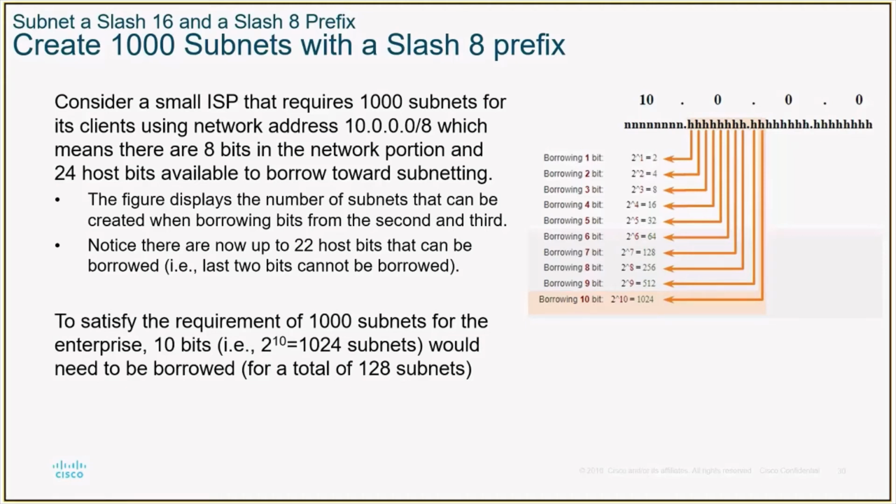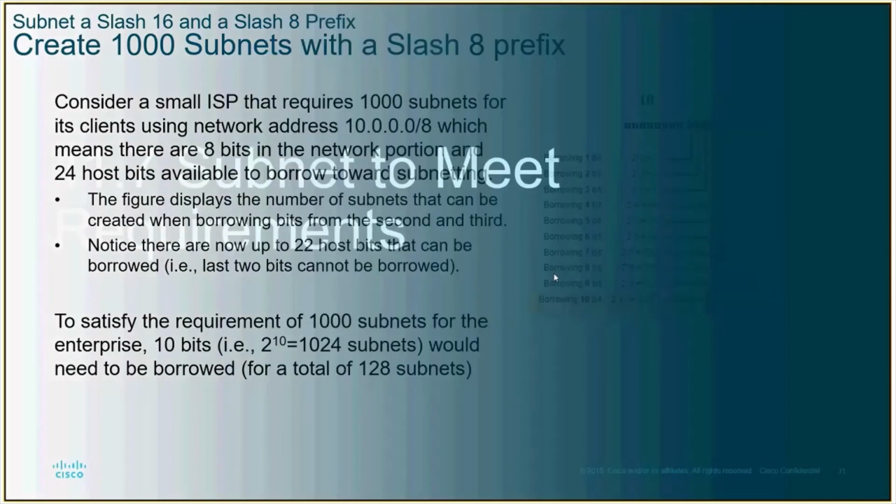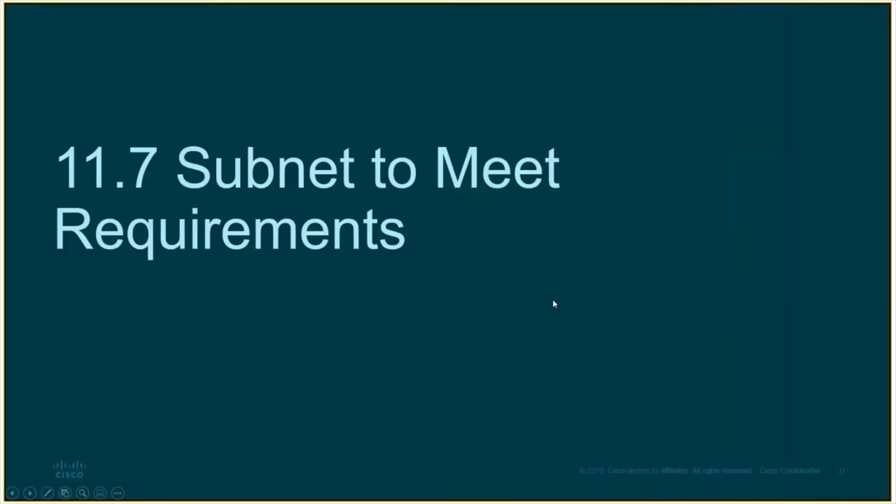And so, as you can see here, these 10 bits would need to be borrowed. So instead of being /8, it would be /8 plus 8, 16, plus the other 2 would be /18. Okay, subnet to meet requirements.